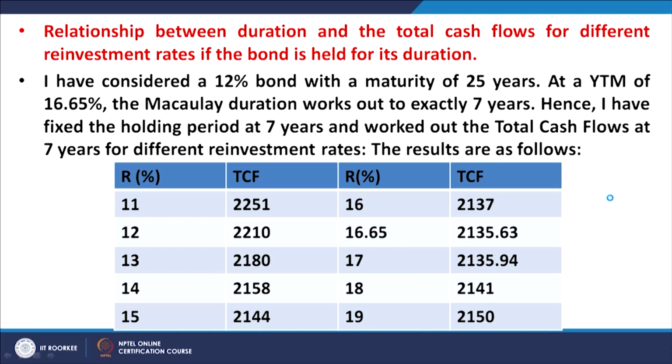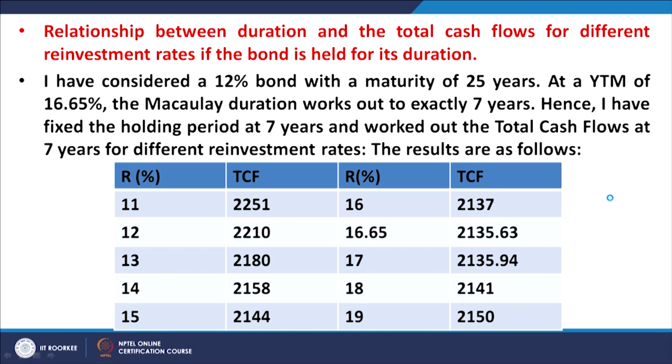At a YTM of 16.65%, the Macaulay's duration works out to exactly 7 years. If you work out the duration of this bond, Macaulay's duration of this bond at a YTM of 16.65%, what you will get is a duration of exactly 7 years. Hence, I have fixed the holding period at 7 years. In other words, I am holding this bond up to its duration, the YTM is 16.65%, the coupon rate is 12%. These are the parameters of this exercise, this example.